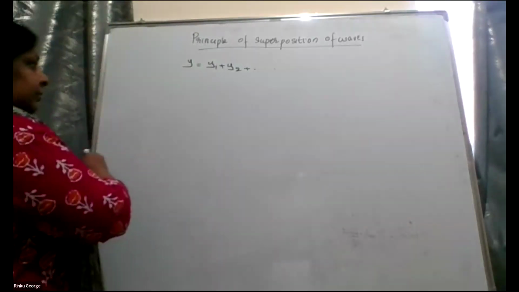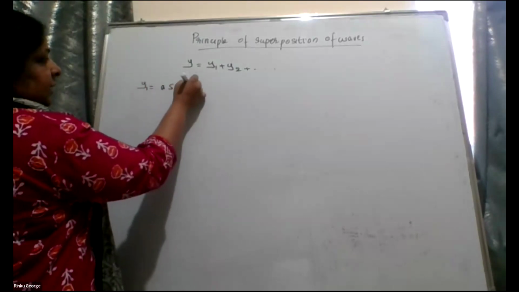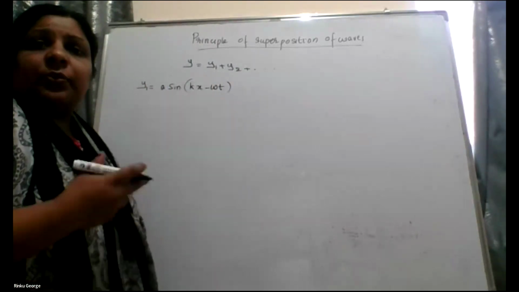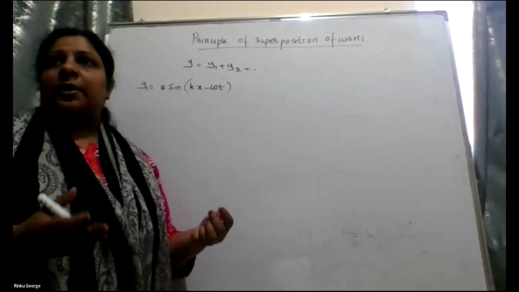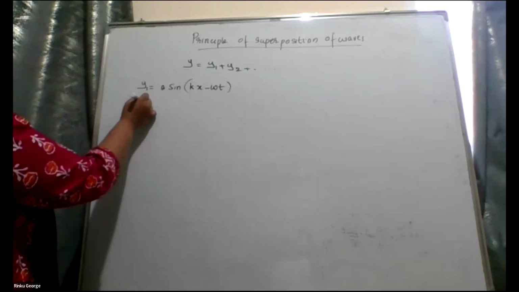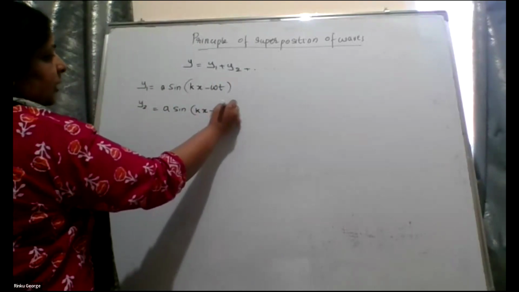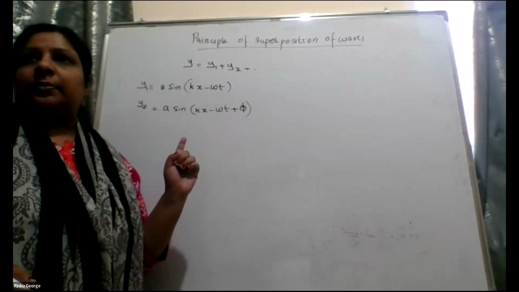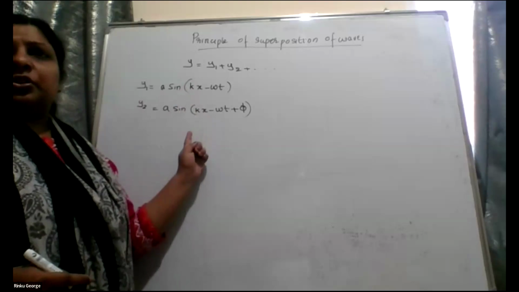So the first wave, y1, is equal to a sine(kx minus omega t). That is the formula which we studied for waves, right? Plus phi is also there. Both waves have a phase difference of phi, so for the second wave we will put plus phi. The second wave, y2, is a sine(kx minus omega t plus phi). Two waves are there, and their phase difference is phi. Now, what is the superposition, the addition of these two?